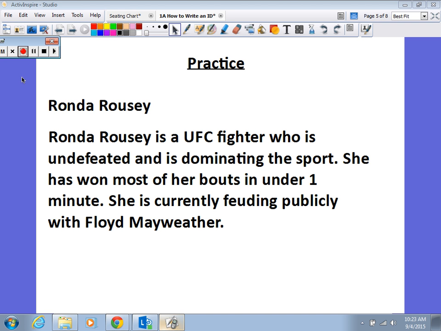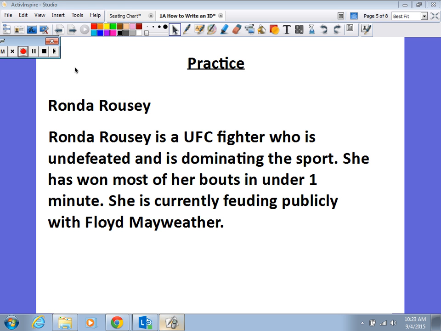Alright, and here's a look at what I have. Ronda Rousey is a UFC fighter who is undefeated and is dominating the sport. She has won most of her bouts in under a minute. She is currently feuding publicly with Floyd Mayweather. And for those of you who don't know that feud, it's over the fact that she's pretty sure in an ultimate fighting competition in MMA, she could beat Floyd Mayweather. And yeah, she actually could. No boxer will ever beat a mixed martial artist in mixed martial arts.